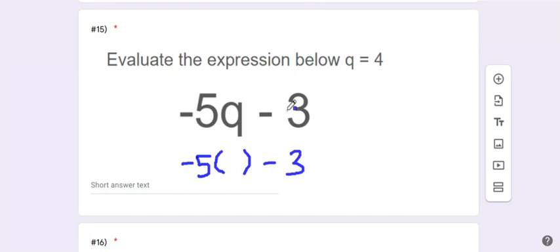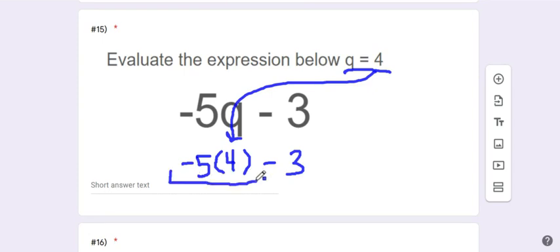Step 2, plug in. I'm going to plug in what q is equal to. Q is equal to 4. So I'm going to take this 4, I'm going to plug it in right here. That's step 2. Step 3, evaluate by following order of operations. I must multiply before I add or subtract. So right here is my focus bracket. I'm only focused on negative 5 times 4.